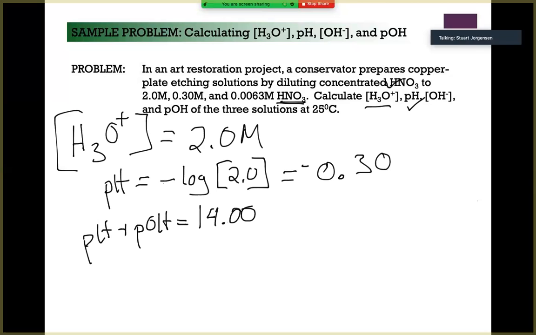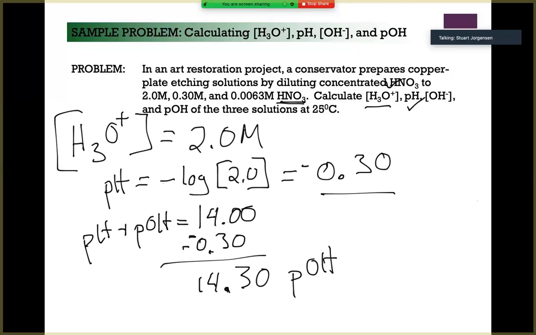So if we want to solve for pOH, we would subtract. We know the pH was negative 0.30. So we're going to have 14.00 minus a negative 0.30 to get a 14.30 pOH. So we just subtract. We knew the pH, we subtracted over to get just the pOH.